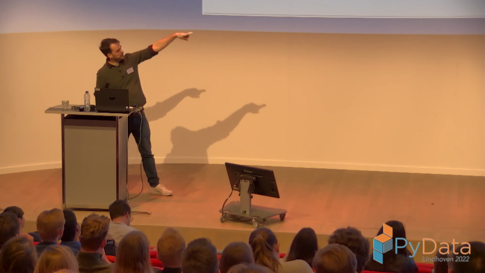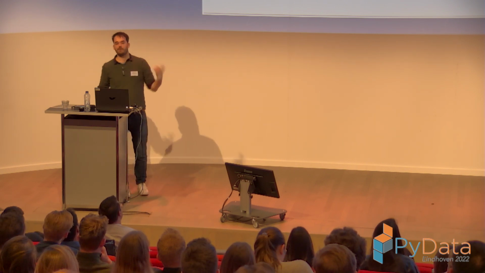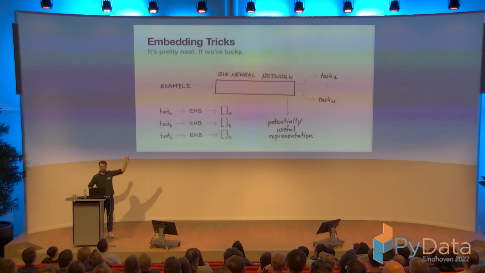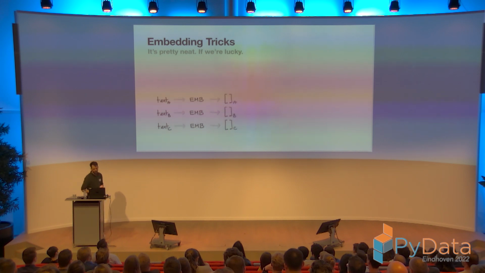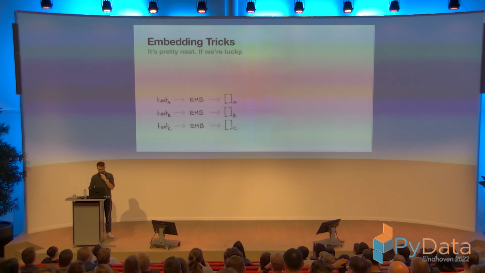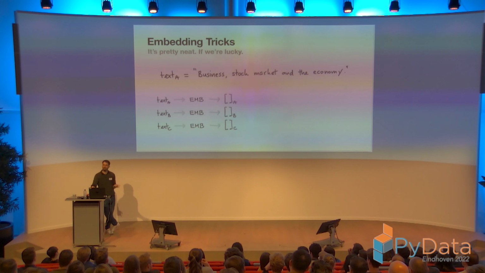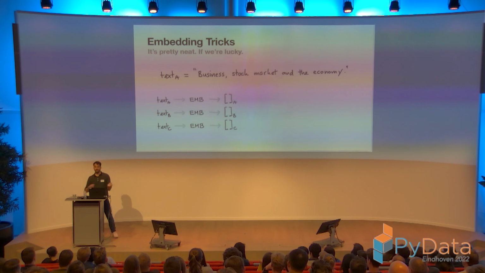We have that one little potentially useful representation. And basically that means that when an example goes in, we have some sort of array representation for it. So for text A, we have an array of numbers A, let's say. And we can sort of make this mapping. So if I have text A goes to vector A, what if text A is a sentence like business, stock market, and the economy? Which is not necessarily a newspaper article that you would see, but we do have words and maybe some associations that we'd like to see in our training data.